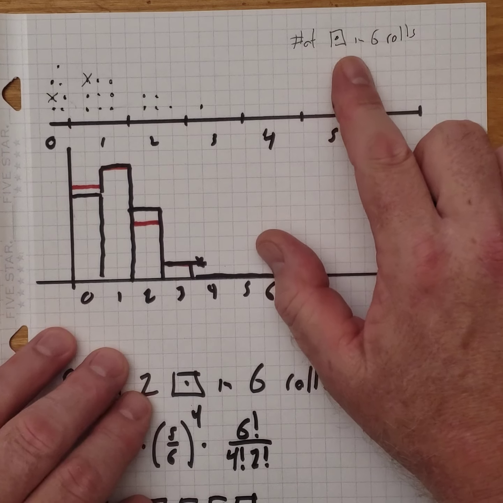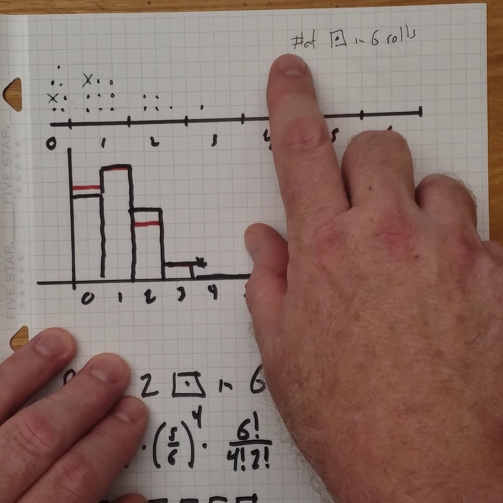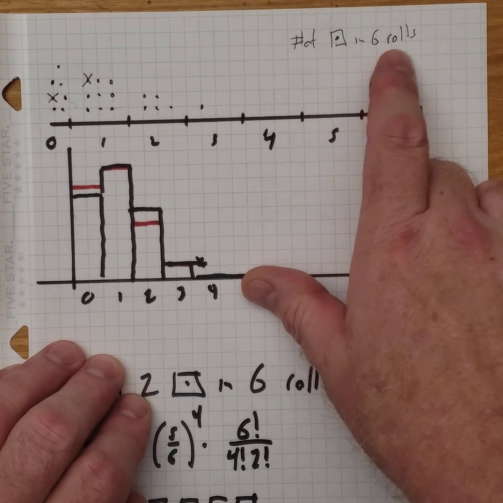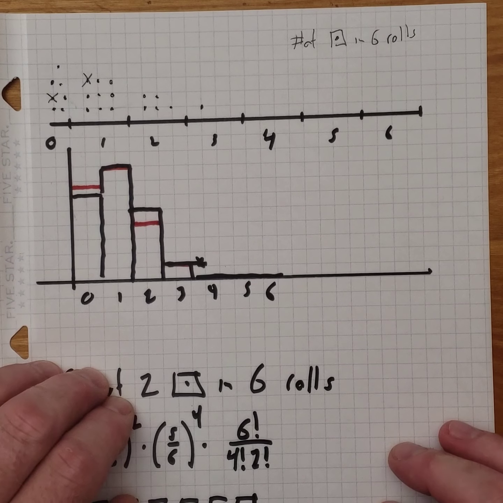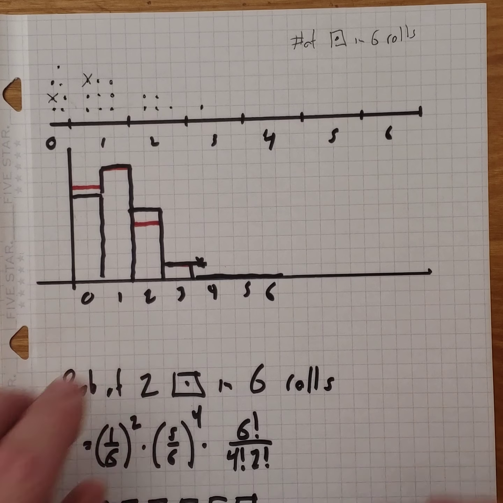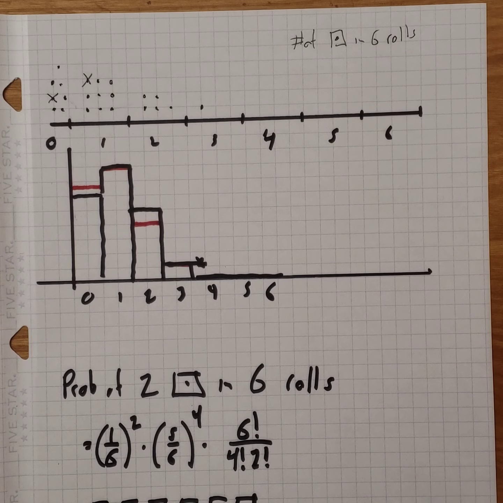Here I wrote in different pens, so it's a little harder to read, but number of 1s that came up in 6 rolls of a die. I rolled the die 6 times and counted how many times it came up 1. Actually, that's not true. I rolled 2 dice 3 times for a total of 6 rolls and counted the number of 1s.